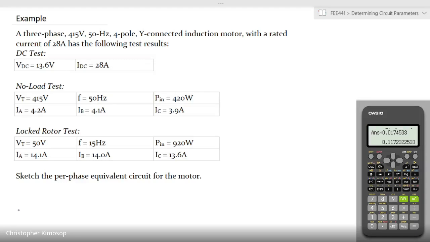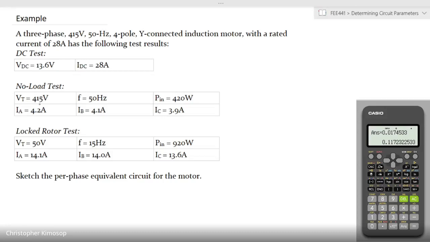Okay, we start with a DC test which gave those values. Take note of what we've said. We said the rated current is 28. So the maximum that the machine can take would be 28 amps. If we were to apply the full voltage of 415, it would be much, much higher than the 28 amps. That's why we reduce and we start with a low value for the DC test of 13.6 volts. That same 13.6 volts gives us 28 amps, which is the rated current that we are looking at.